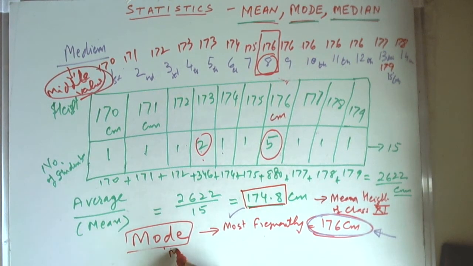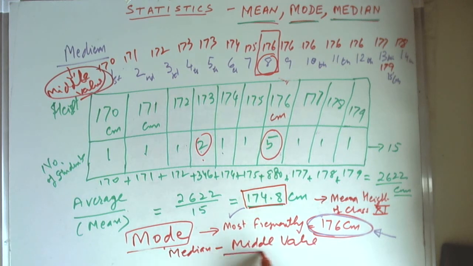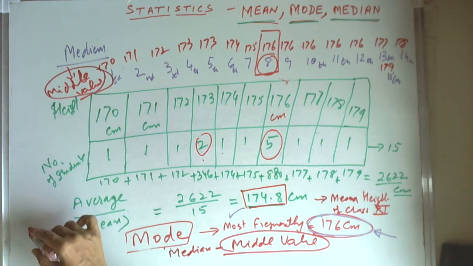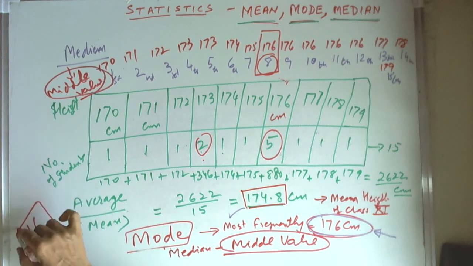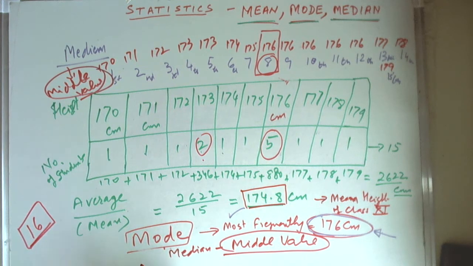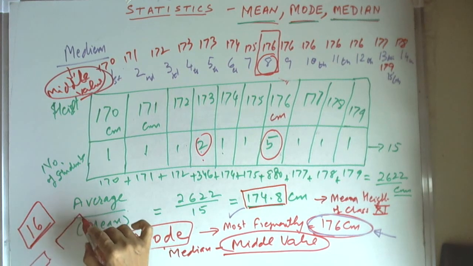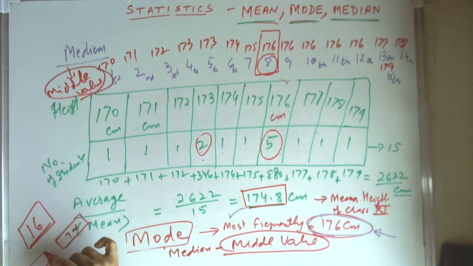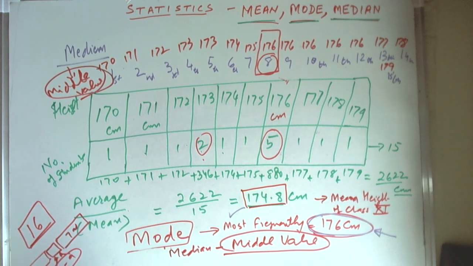So median is middle value. So if there are 15 students, then the middle is 8. But if there are 16 students, then what is middle? If there are 16 students, then the middle is 7 before and 7 after, and number 8 and number 9 will be middle. So in that case, the middle will be number 8 and number 9.